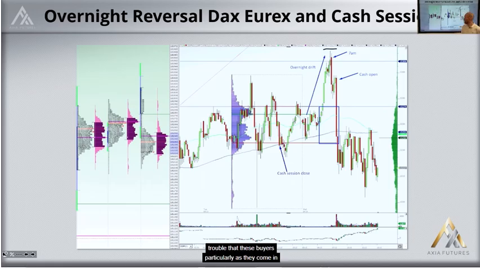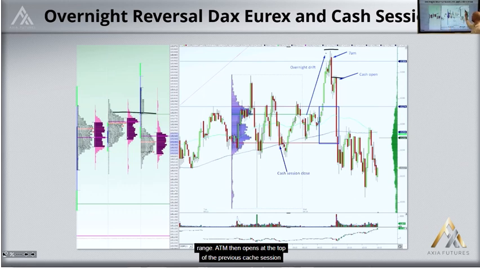could be in trouble. That these buyers, particularly as they come in very, very late to the move, so in the last sort of hour of the overnight session, because they come in very late and don't sustain direction, 7 a.m., failure to break the overnight high, you start the reversal. The reversal gets you back just inside range.